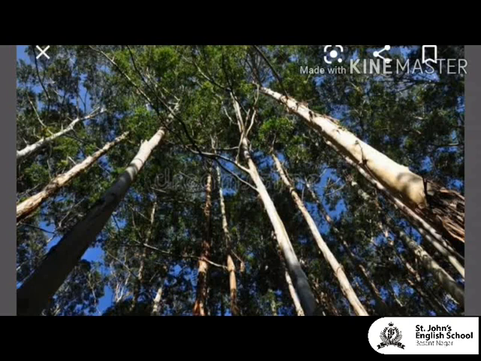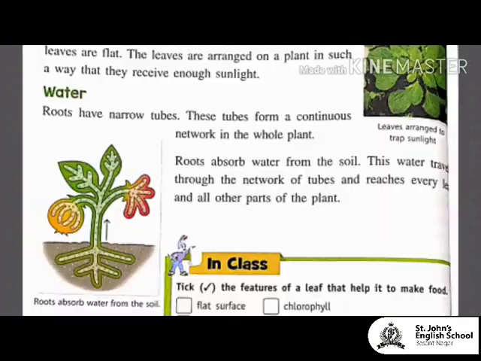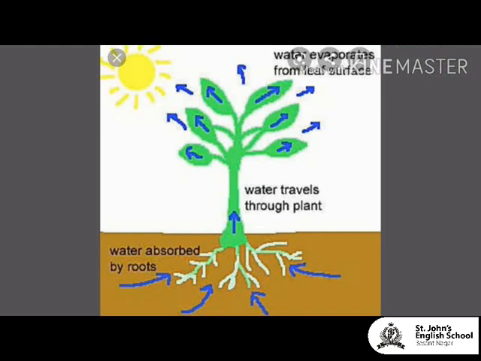The next important material needed by the plant in order to make food is water. You all know water is absorbed by the roots. Roots have narrow tubes. These tubes form a continuous network in the whole plant. Roots absorb water from the soil. This water travels through the network of tubes and reaches every leaf and all other parts of the plant. From the root, the stem carries the water to all parts of the plant.